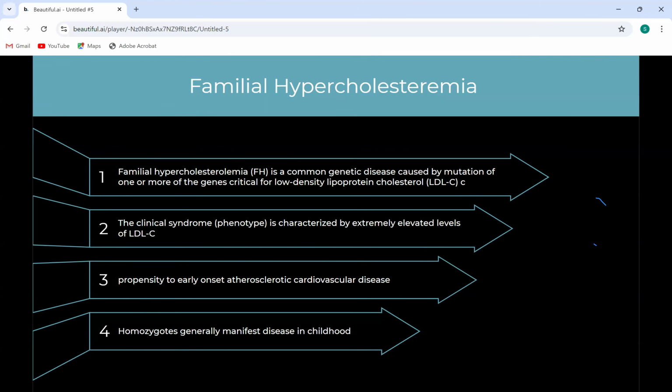So what happens is somebody with familial hypercholesterolemia might end up getting multiple heart attacks even before the age of 30, 20, sometimes even earlier. And the next generation might have high cholesterol even earlier, because the homozygotes will develop at a much earlier time.